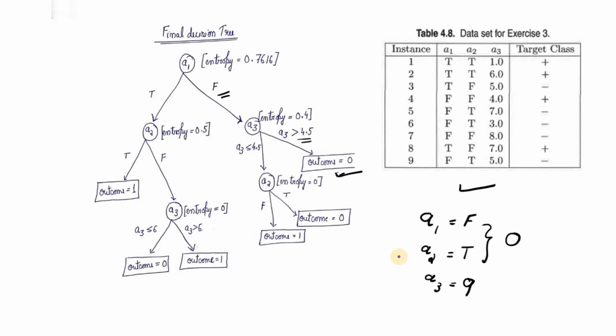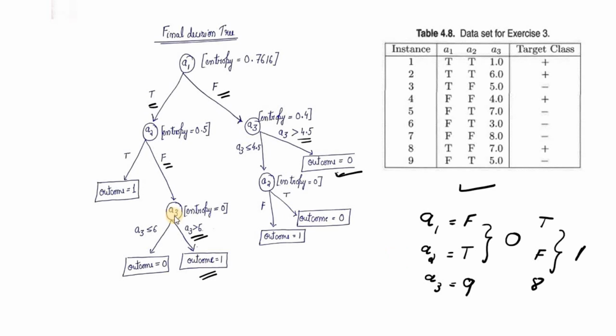Similarly, if we consider A1 to be true, A2 to be false, and A3 to be 8, this is how we will proceed. We know that A1 is true, so we take this route, and over here we need to check the value of A2. A2 is false, so we take this route and select false, and now it needs to check A3. The value of A3 is above 6, which is 8. Since this condition is satisfied, we get the outcome as 1. So based on this, we get a positive outcome.